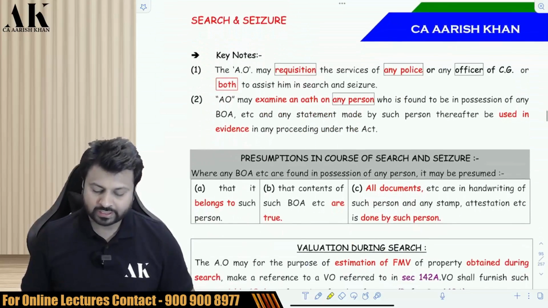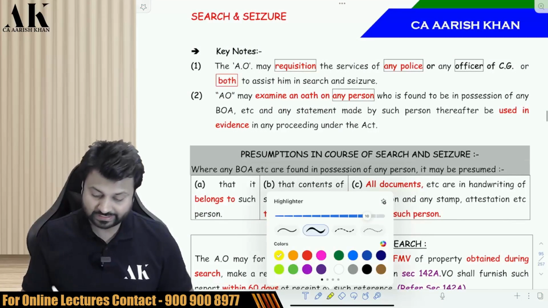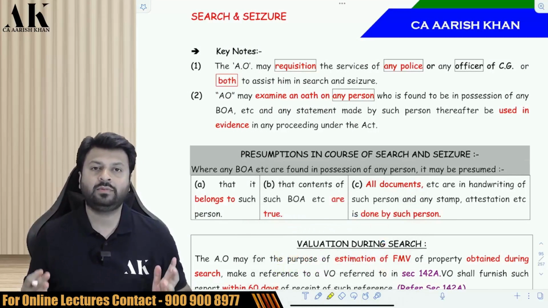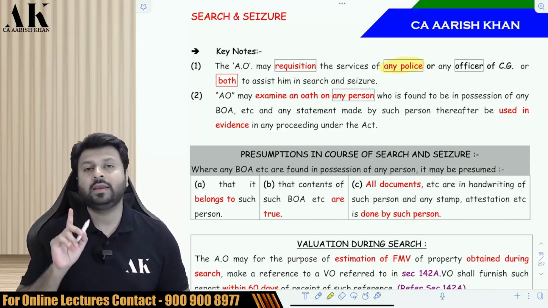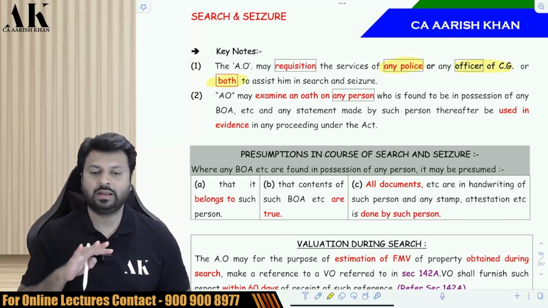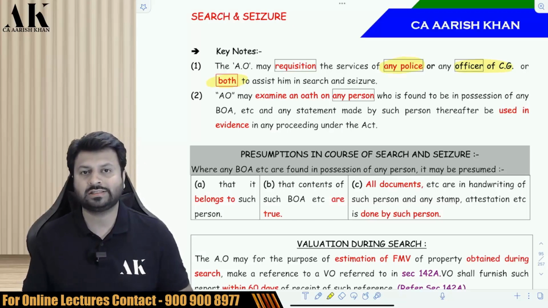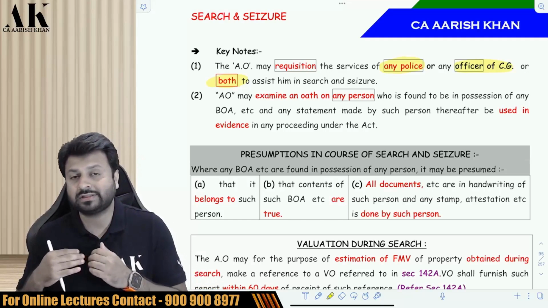So let's go ahead with the next point. There are some key notes which are mentioned over here, which we need to understand one by one. The first key note says, can the officer take the help of a police officer? Yes, definitely. He can take the help of a police officer. He can take the help of any other central government officer, or both. So both can also help the assessing officer to do the search and seizure, because that might be dangerous for his health also, for his security also.